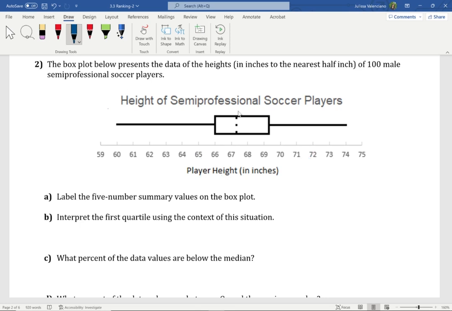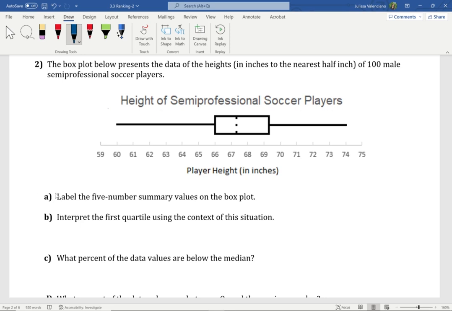Now, above the number line, that is where we see the box. One of the common mistakes that I see when students are creating box plots is students placing the box plot on top of the number line. They make it look something like this. If you place the box plot on top of the number line, it's hard to read the numbers on the number line. So make sure that when you're creating box plots, you're placing the box above the number line, not on top of it. The last thing that I want to highlight here is that there's a title for the whole plot. The title here is Height of Semi-Professional Soccer Player.